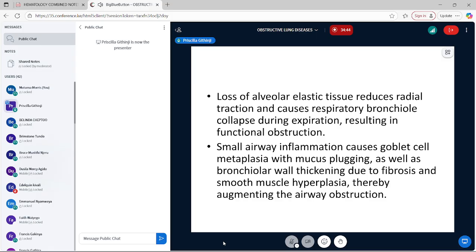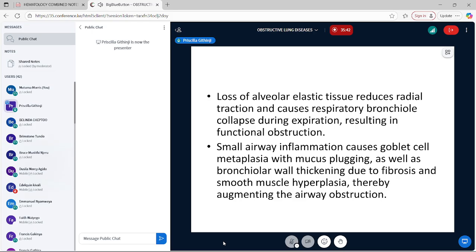Also, small airway inflammation causes goblet cell metaplasia with mucus plugging. Within the respiratory epithelium, of course, we have goblet cells that secrete mucin, and you know the purpose of mucin or mucus is to entrap noxious substances or infectious agents. But now when you have inflammation, you have excess growth of these goblet cells. So you have metaplasia, with the ciliated pseudostratified respiratory epithelium now having excess goblet cells. And when you have excess goblet cells, you have excess mucus secretion that will lead to mucus plugging.